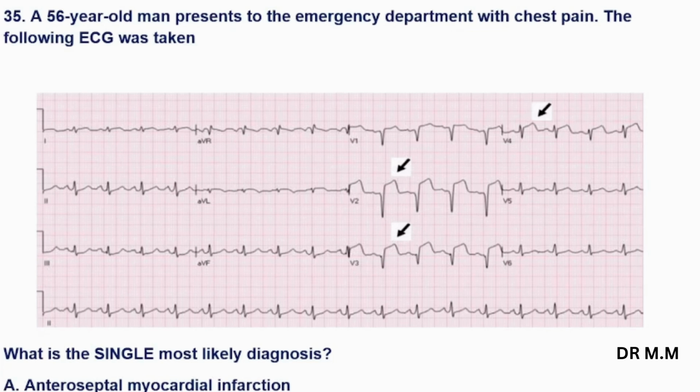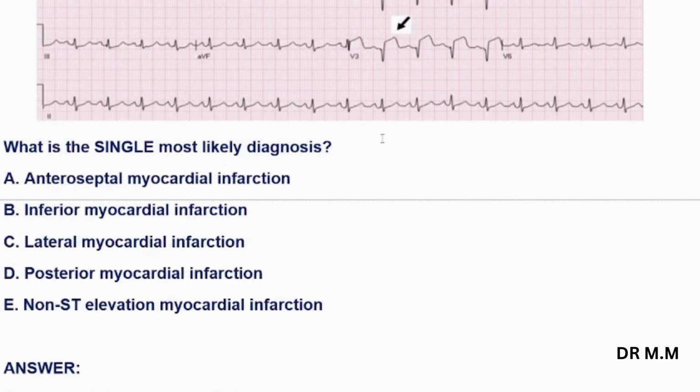Here we are going to talk about another question about cardiology. A 56-year-old man presents to the emergency department with chest pain. The following ECG was taken. This is the patient's ECG. What's the single most likely diagnosis?